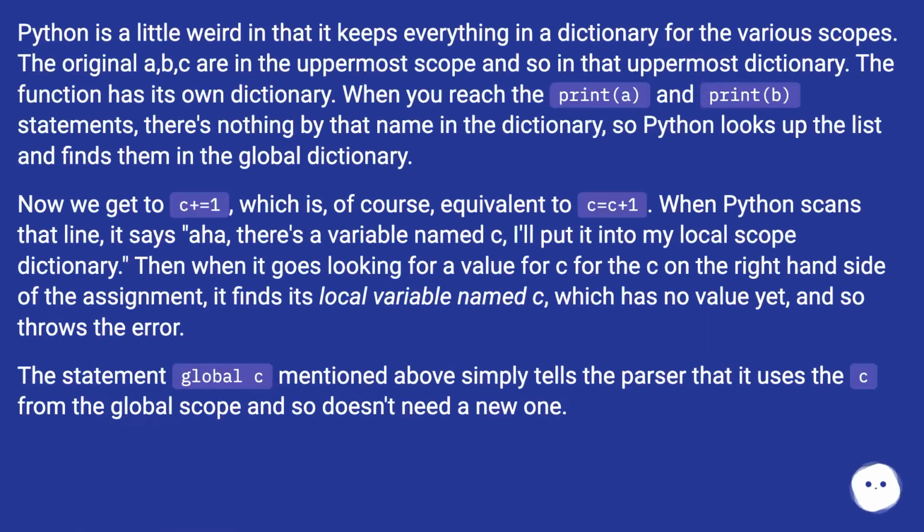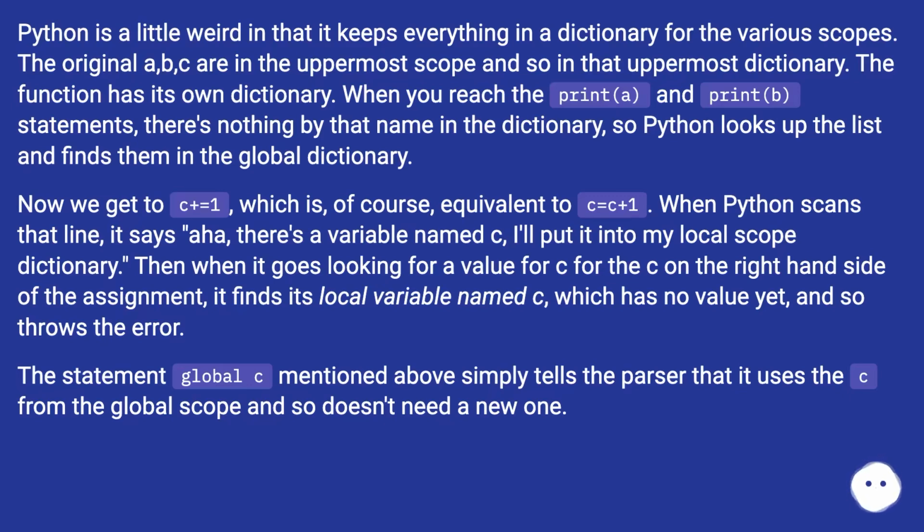Python is a little weird in that it keeps everything in a dictionary for the various scopes. The original A, B, C are in the uppermost scope and so in that uppermost dictionary. The function has its own dictionary. When you reach the print A and print B statements, there's nothing by that name in the local dictionary, so Python looks up the chain and finds them in the global dictionary.